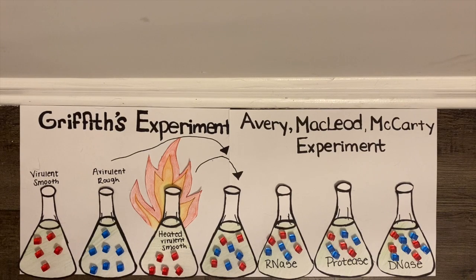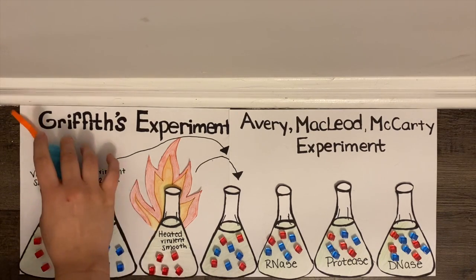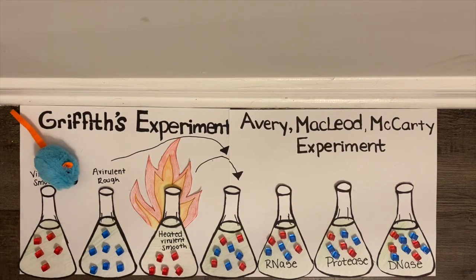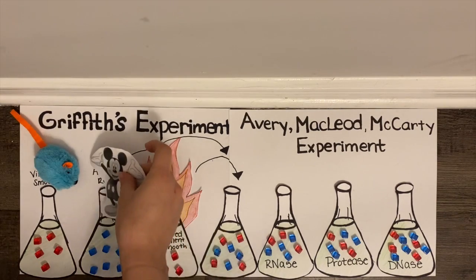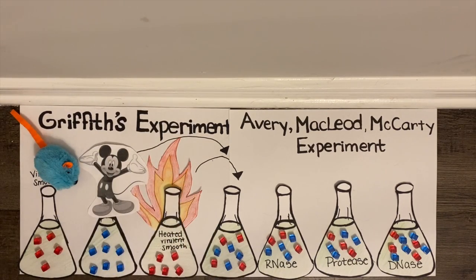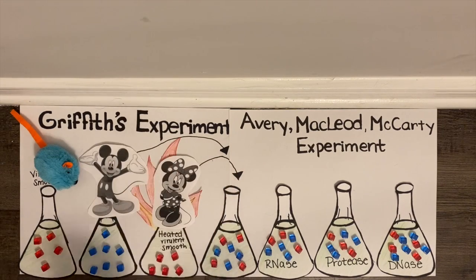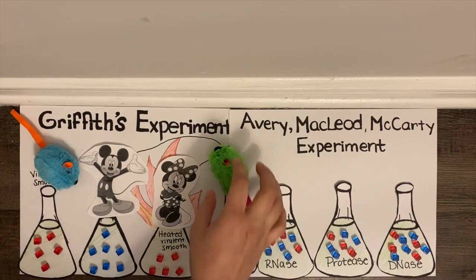He injected each strain into a mouse. The virulent smooth strain mouse died, and the rough avirulent mouse did not die. When he heated the smooth virulent strain and injected it into a mouse, it also did not die. However, when he mixed the heat-killed smooth strain with the avirulent rough strain, the mouse died.